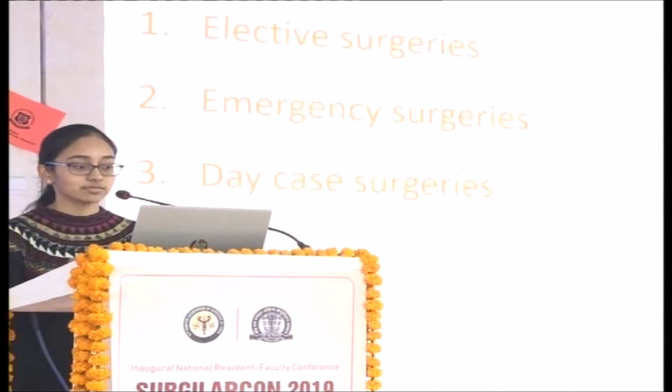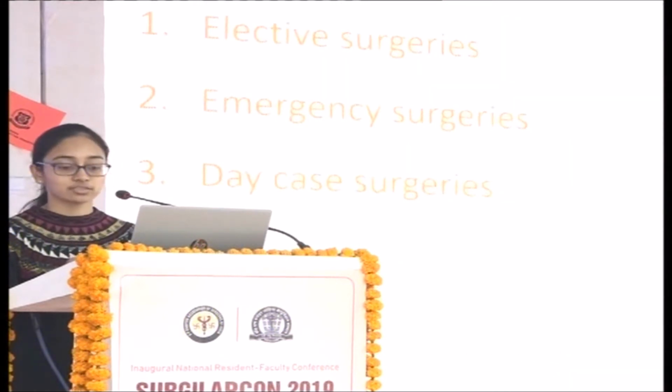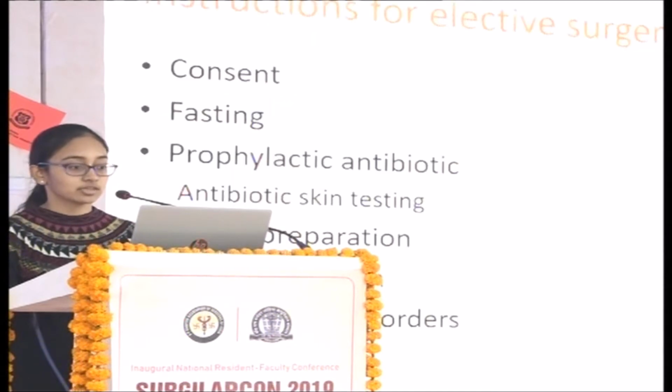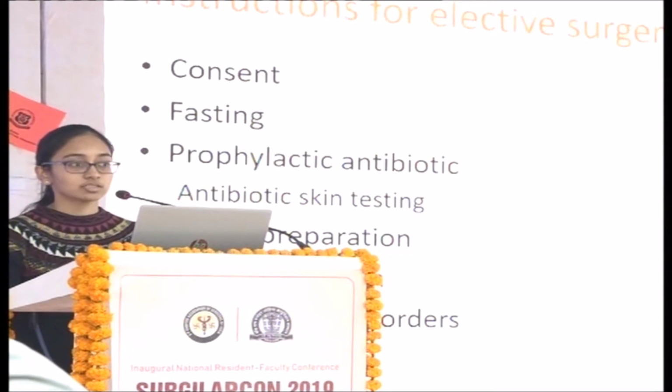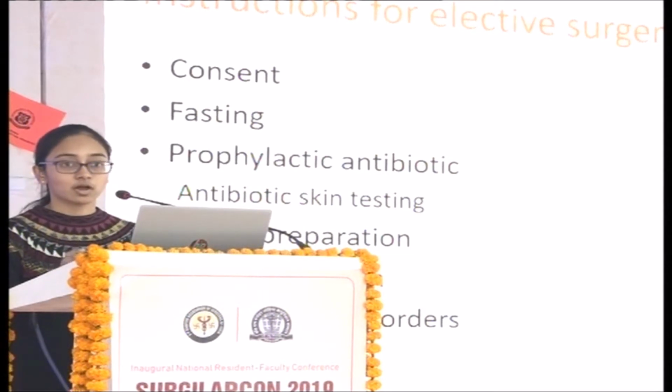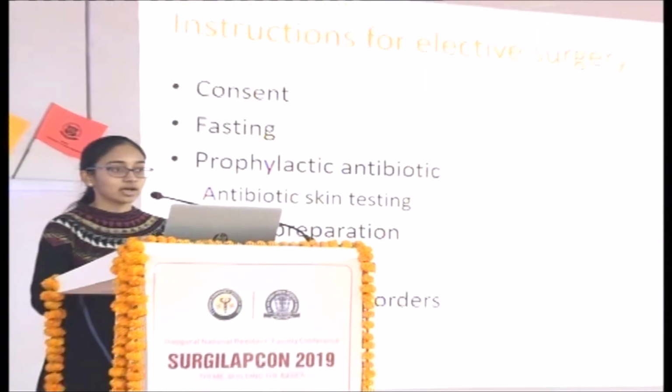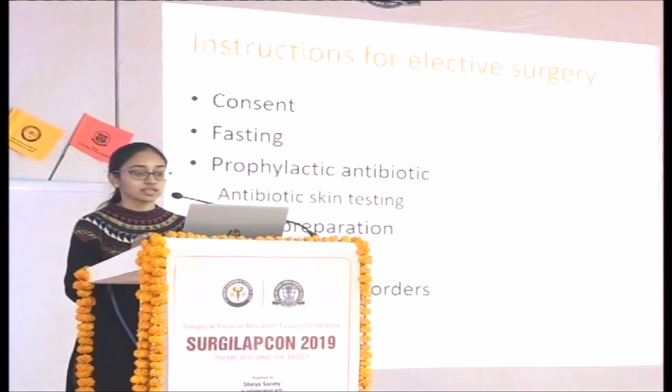I have basically divided them into elective, emergency, and daycare surgeries, and the instructions that you need to give in each of them. For the elective surgery, first you need to ensure that you have taken the proper consent from the patient, which includes their signature and the signature of the witness and your signature. And you have to give instructions regarding the fasting, the hours of fasting, and also plan beforehand the prophylactic antibiotic that you want to give in that surgery. And also ensure that the skin testing has been done before giving the antibiotic.